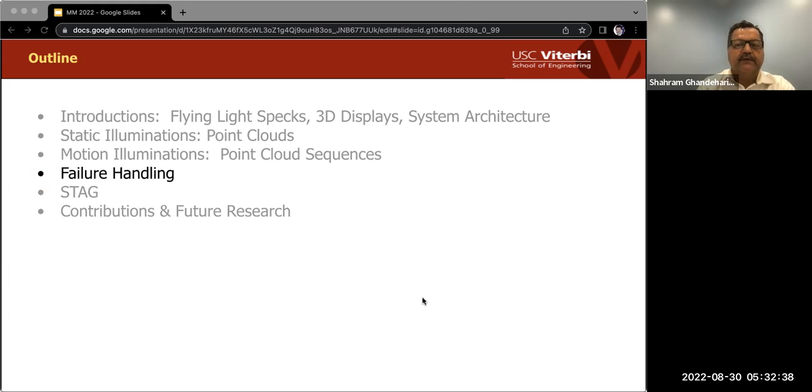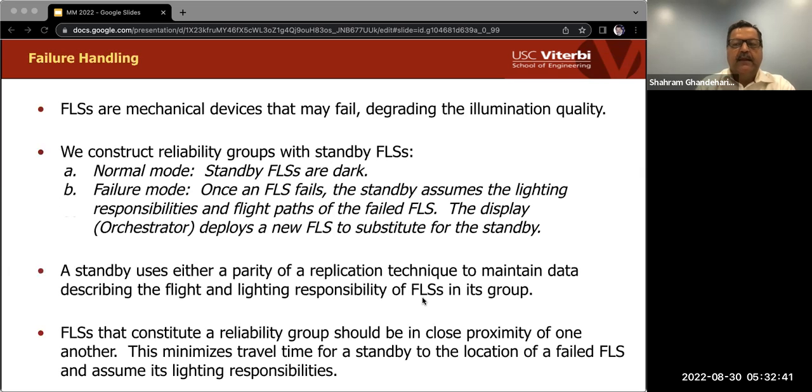FLSs are mechanical devices that fail. Their failure may degrade the quality of a rendering by not illuminating one of its points. To minimize the impact of these failures on the quality of an illumination, we construct reliability groups with standby FLSs. In normal mode of operation, standby FLSs are dark. Once an FLS fails, the standby assumes its lighting responsibility and flight paths.